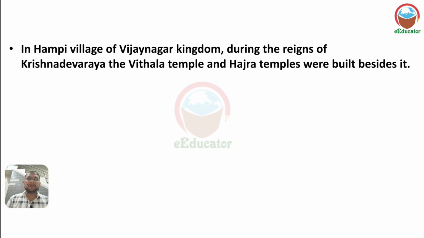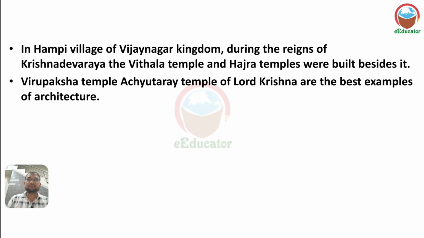In Hampi village of the Vijayanagar kingdom, during the reign of Krishna Dev Rai, the Vithala temples and Khajuraho temples were also built beside it. The Virupaksa temple and the Achyutarai temples of Lord Krishna are also best examples from the architecture point of view.